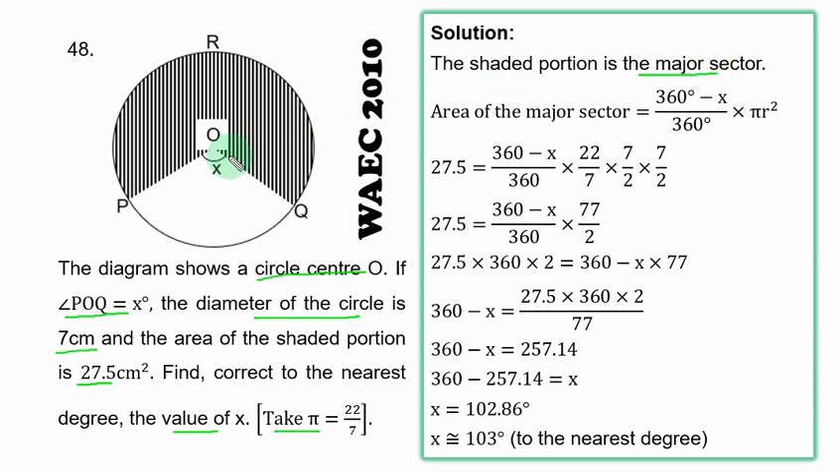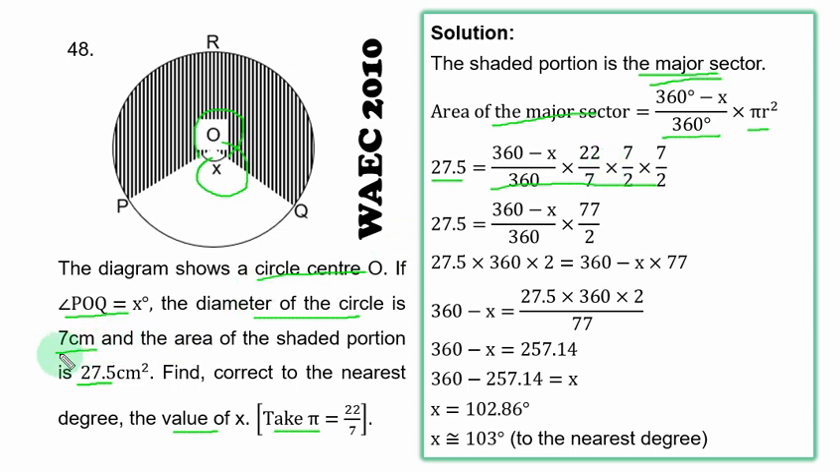Its angle is 360 degrees minus the angle of the minor sector. So area of the major sector is equal to (360 degrees minus S), the angle of the major sector, over total angles in the circle, times pi r squared. Area of the major sector is 27.5, equal to this. Replace pi with 22/7.